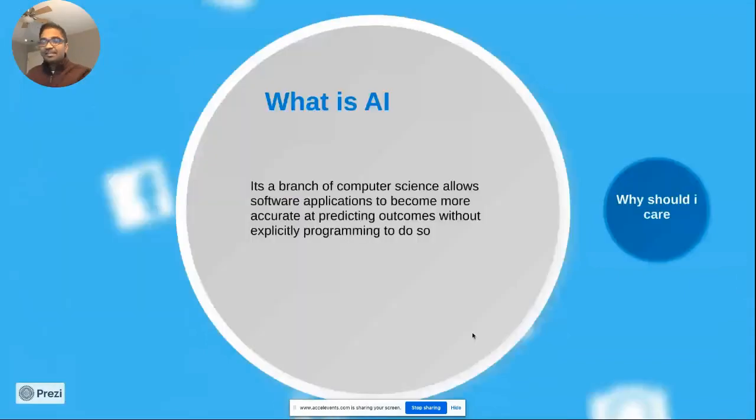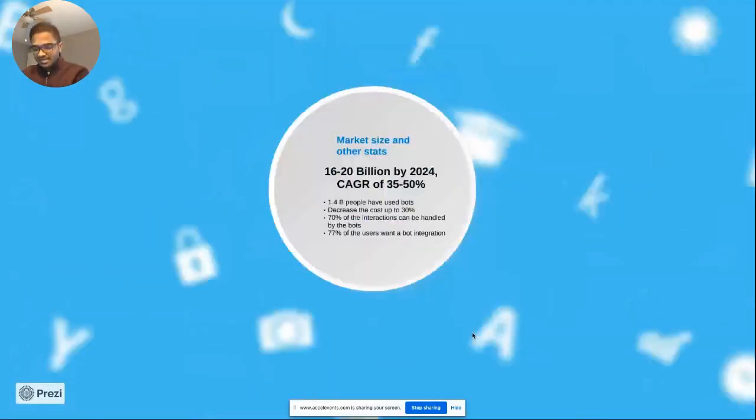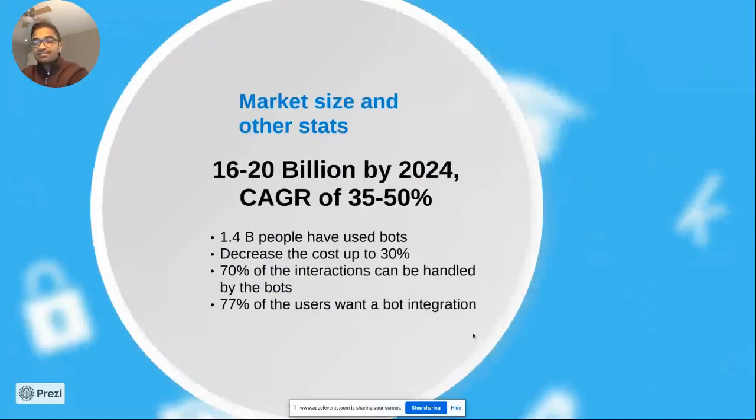Now let's get into the market. Market size, as I mentioned earlier, and other stats are very important for a product manager who would like to get into conversational AI. The first important metric, as you can see, is that the conversational AI market is going to reach anywhere between 16 to 20 billion by 2024. And the industry has a compound annual growth rate of 35 to 50%. If you're aware of the other industry metrics out there, this is one of the best performing industries in today's space.